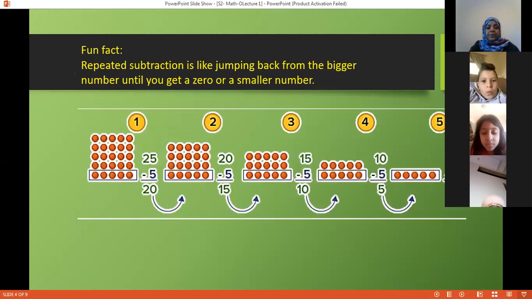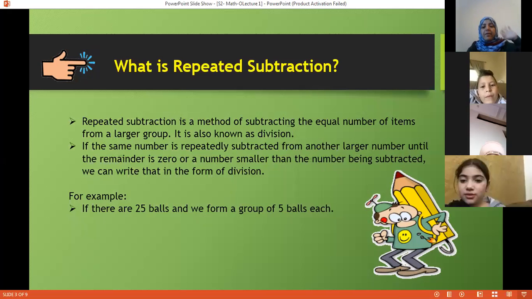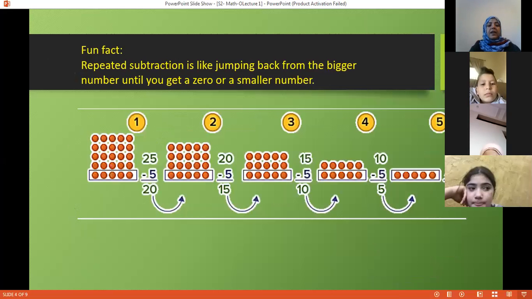So look at this. Suppose I have 25 balls. How many balls do I have? 25. Every time I'm taking 5 balls from the jar. So how many balls am I taking? 5. Great. Look at this diagram. The first time I have 25 balls. I took 5 balls. How many balls remain?